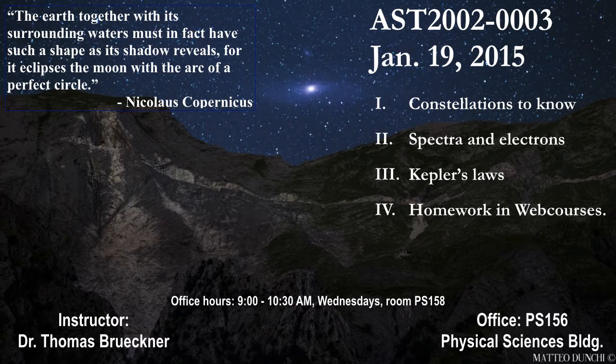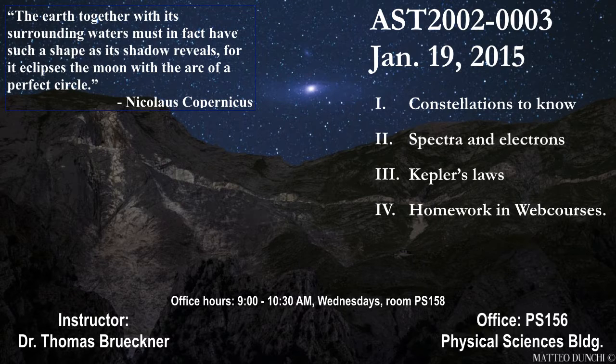Quotation from Nicholas Copernicus today: "The earth together with its surrounding waters must in fact have such a shape as its shadow reveals, for it eclipses the moon with the arc of a perfect circle." You don't need a telescope. You can see a lunar eclipse with your naked eye, and there have been a couple in the last year or two that have been visible here from Orlando, so it's kind of cool.